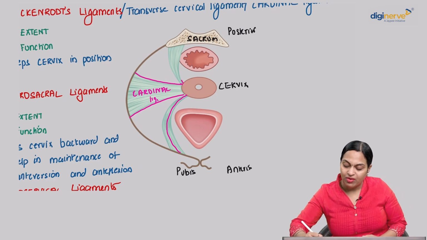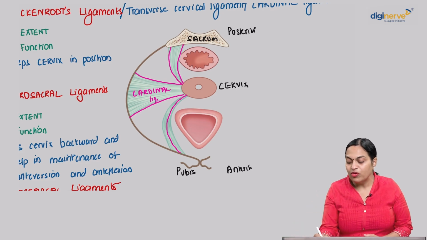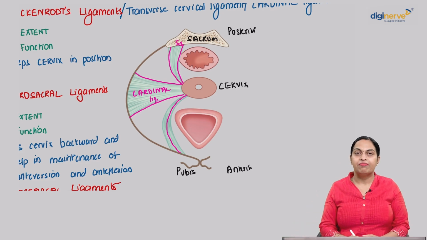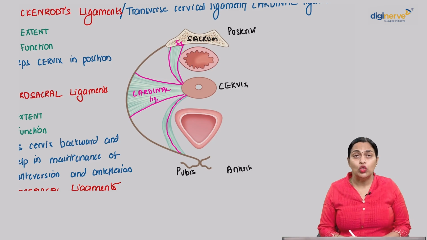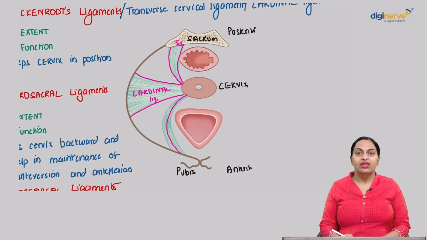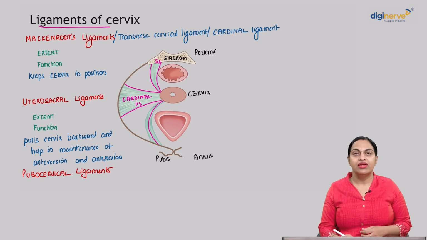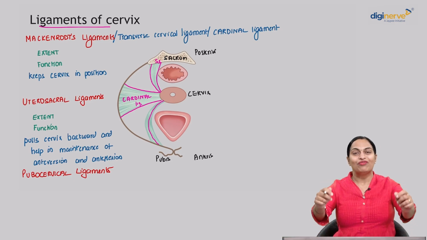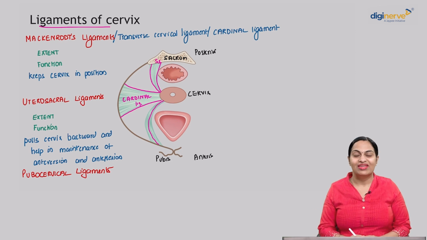This ligament from the cervico-vaginal junction to the sacrum, opposite the third sacral vertebra, it is called the uterosacral ligament, right? This uterosacral ligament, it pulls the cervix backward to counteract the forward pull of the round ligament, and maintains the angle of antiversion and antiflexion.